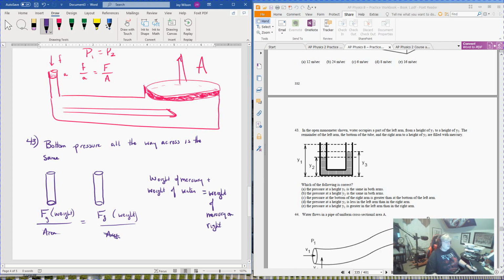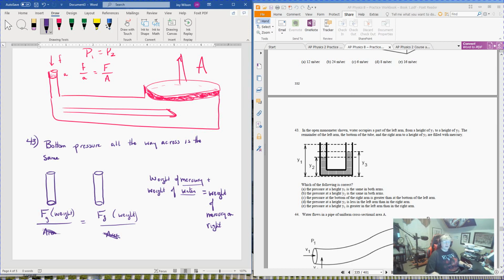So since the areas are the same, that's what the closed container helps do for us. In this case, the two arms are the same area. In the case above, they would not be. So I'd actually have to worry about the areas of both of them as well as the weights on both of them. But in this case, the two areas are shown to be the same. So the force due to gravity of the mercury and water is equal to only mercury on the right.